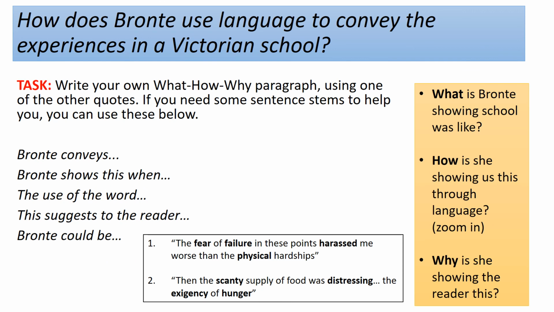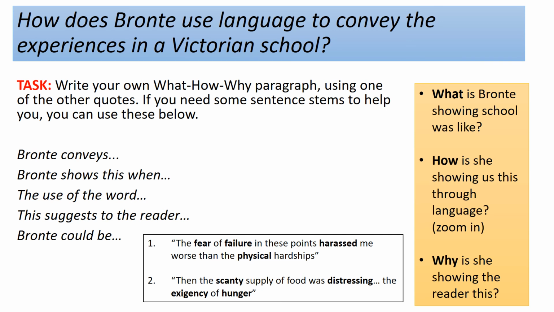So now it's over to you to try and write your own what, how, why paragraph answering today's big question. Try to use one of the other quotations, either the one that we analysed together, number 1, or the second one that you looked at on your own. They're both on the bottom of the screen there. Now I've put on some sentence stems to help you get started if you're a little bit stuck, but don't forget you can go back and look at the example paragraph and use the bullet points on the side of the screen to help you to frame your answer.